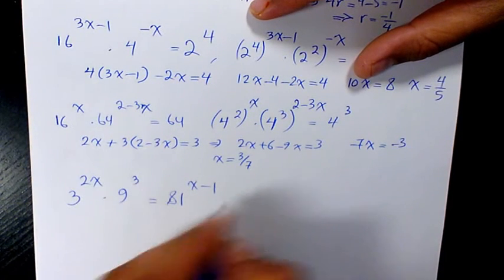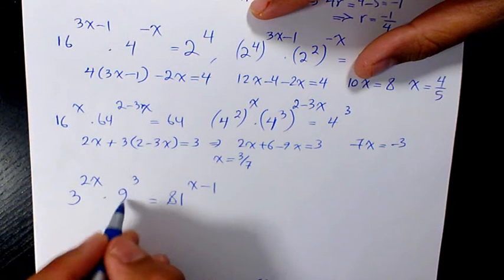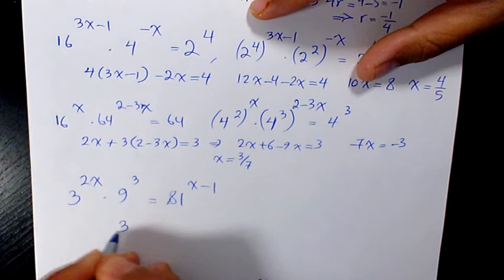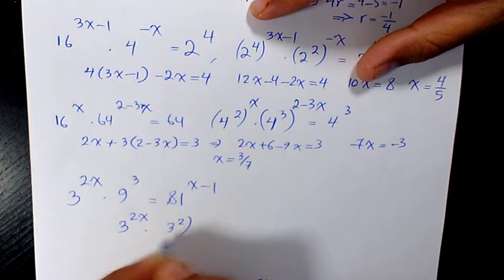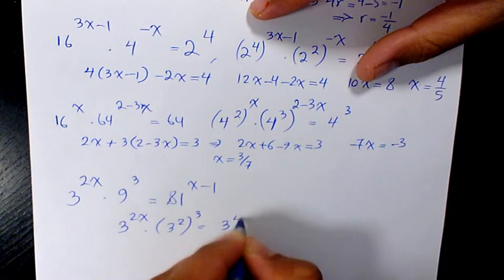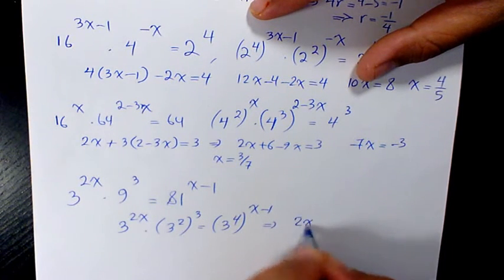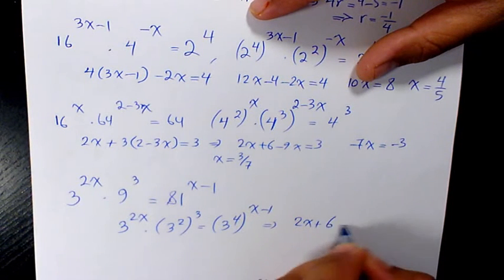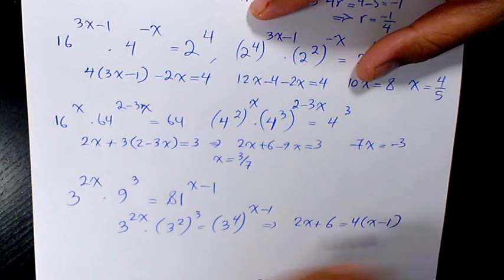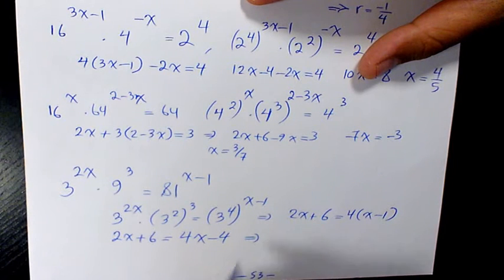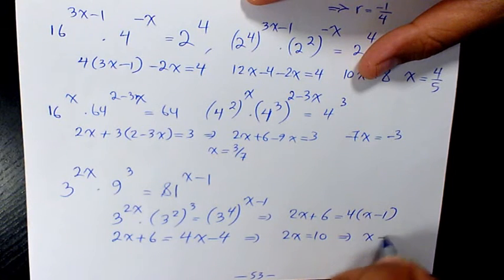Next one. 3 to the power of 2x times 9 to the power of 3 equals 81 to the power of x minus 1. So we have 3 to the power of 2x times 3 to the power of 2, to the power of 3, equals 3 to the power of 4, to the power of x minus 1. So that's going to be 2x plus 2 times 3, 6, equals 4 times x minus 1. So that's going to be 2x plus 6 equals 4x minus 4. So that's going to be 2x equals 10. So x will be equal to 5.